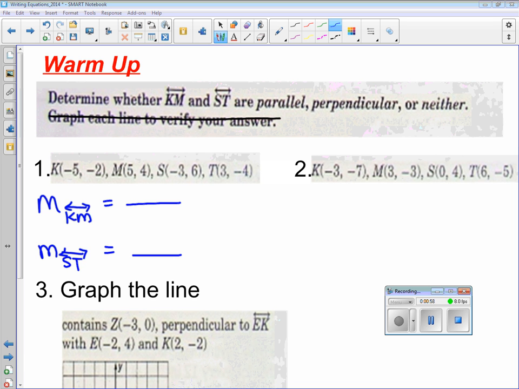Okay, good. So let's start with KM. So if I'm going to say y2 minus y1, it's going to be 4 minus what? So 4 minus a negative 2. Are we okay with me just making it a plus at this point? Okay. And then Jessica, go ahead and finish it off for us.